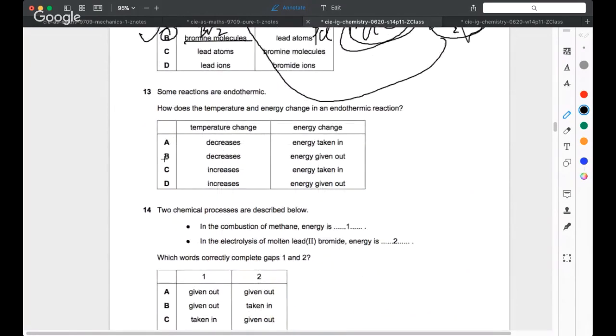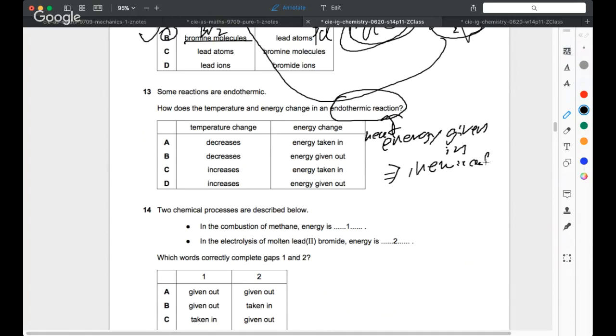Number 13. So we are dealing with an endothermic reaction. So we know that in an endothermic reaction, energy is given in, so it absorbs energy. By absorbing energy, so they convert. So in the endothermic reaction, energy is converted. So heat energy is converted to chemical potential energy.